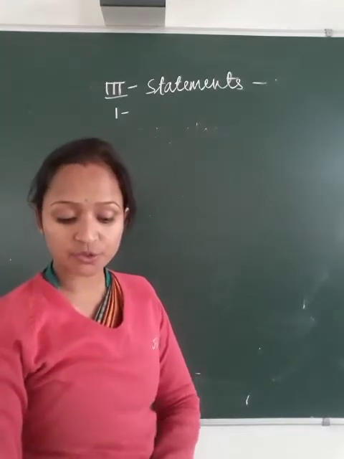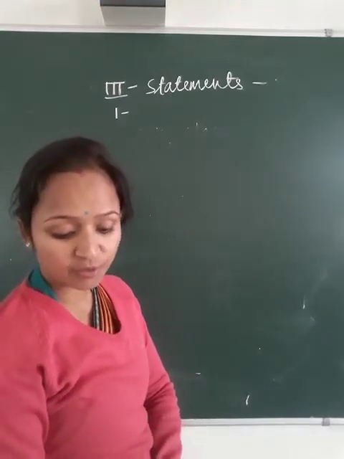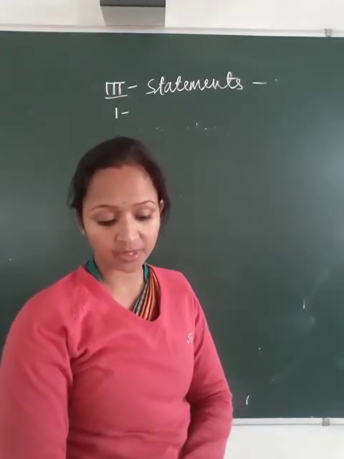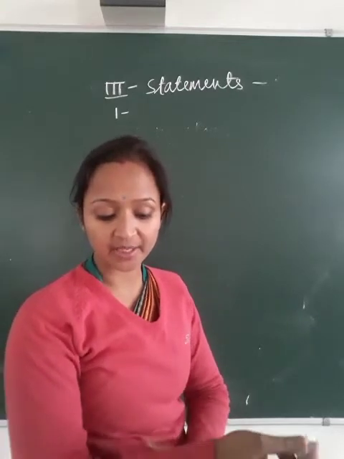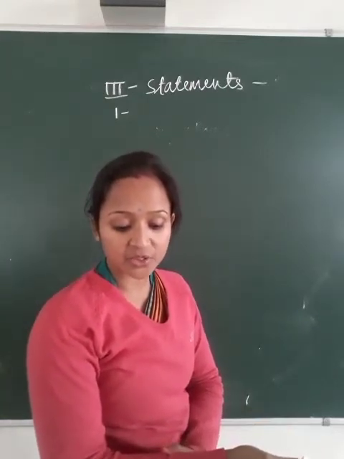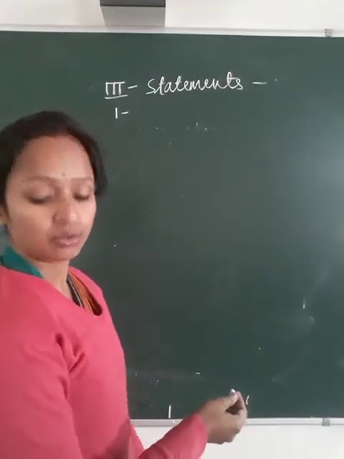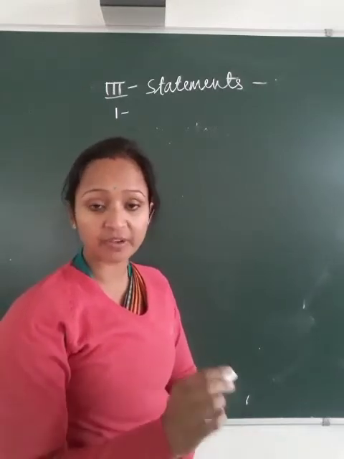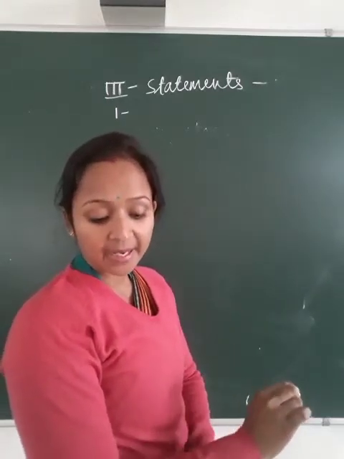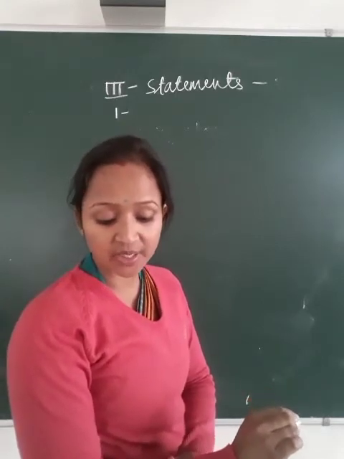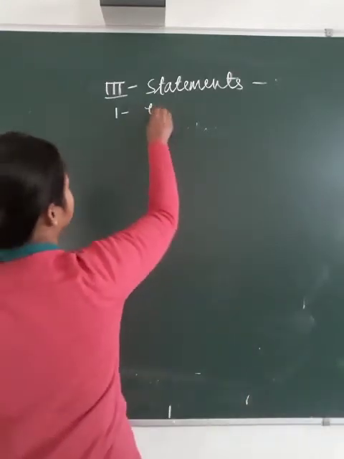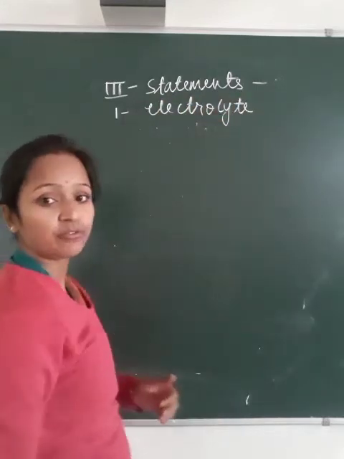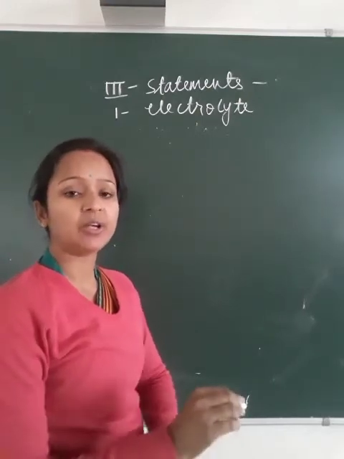Addition of sodium hydroxide in distilled water makes it a non-electrolyte. Here it is given non-electrolyte, and everything else is the same; only you have to write, in the first one, addition of sodium hydroxide in distilled water makes it an electrolyte. In place of non-electrolyte you have to write electrolyte.